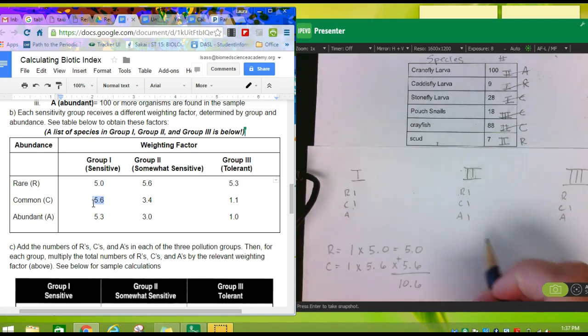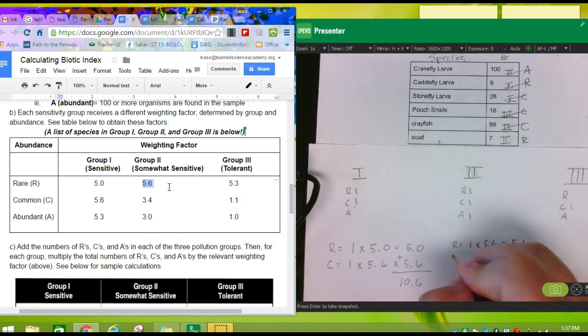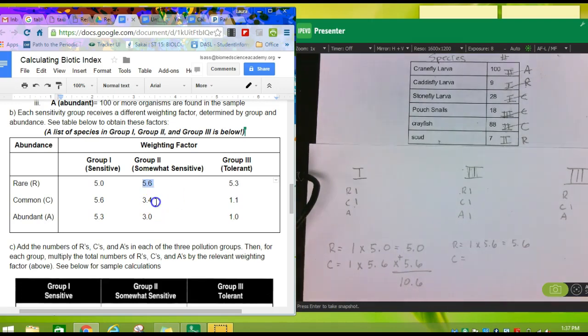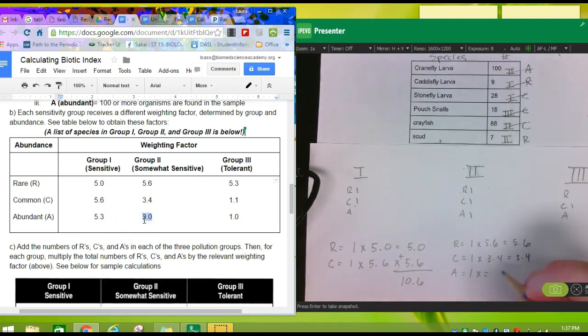We want to do that for Group 2 as well. We had 1 R, so R equals 1 times, but this time we're in Group 2, so the R weighted factor is 5.6. So we have 1 times 5.6 equals 5.6. We have 1 C, so C equals, in this case, our weighted factor of 3.4. So 1 times 3.4 equals 3.4. And we have 1 A, so 1 times, in this case, that value is 3.0, which gives us 3.0. We then add those together to get 12.0.